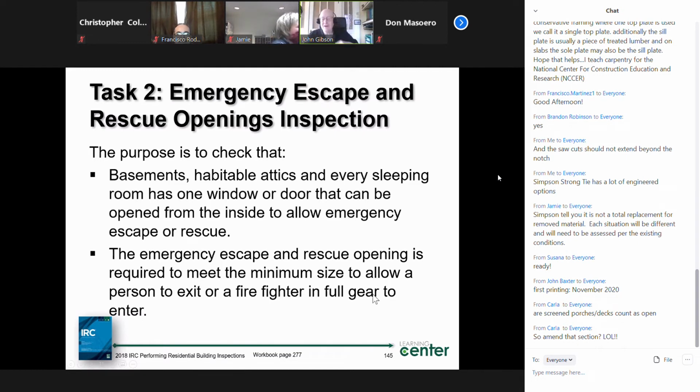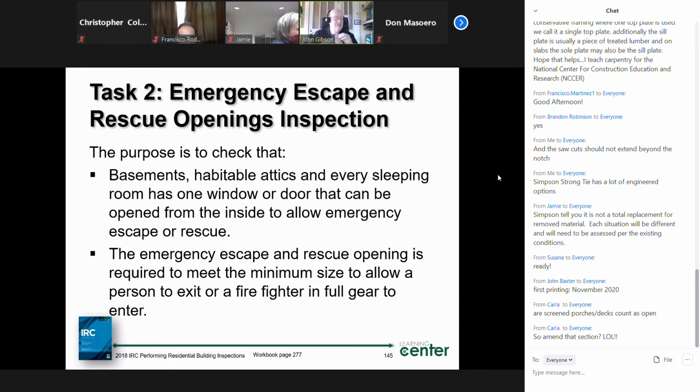So what we're looking at is emergency escape and rescue openings. Now, the code has taken this. We used to always think it had to be a window, when in reality, it could be a door. If you've got a full-height, full-width door, great, but it doesn't have to be. It could be a small little door panel that is the size of what we're going to require for a window. So there are two sections now that deal with emergency escape and rescue openings. And it's not just a window. It could be a window, or it gives me the same provisions for a door.